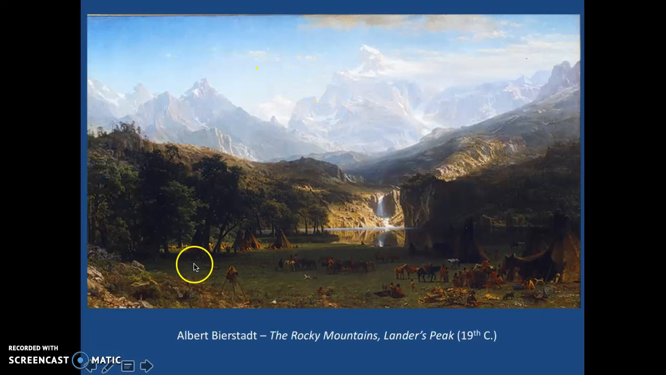So in the foreground here, we have this encampment of figures next to a lake. The colors are all really bold. There's a lot of detail to it. It all feels very true to life. We can see the horizon line here where the water meets the sky.